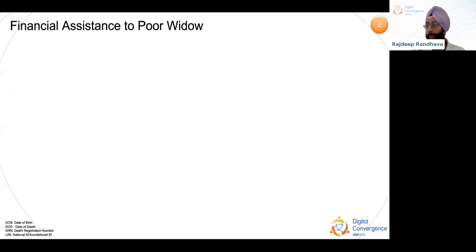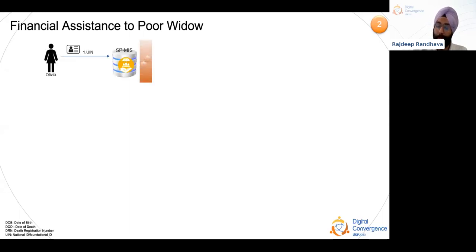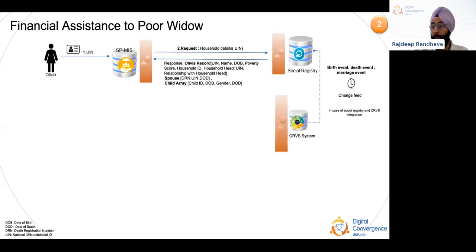Olivia, a poor widow whose deceased spouse was household head, is suffering from a financial crisis and she got to know about the financial assistance program for poor widow. Therefore, she applies to it by providing her UIN. SP-MIS sends her UIN to social registry to fetch and verify her details to check the eligibility criteria.